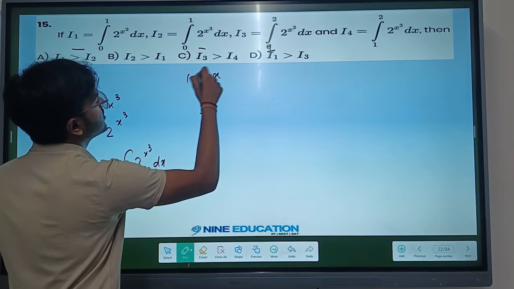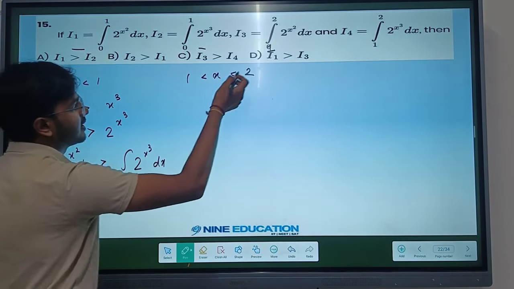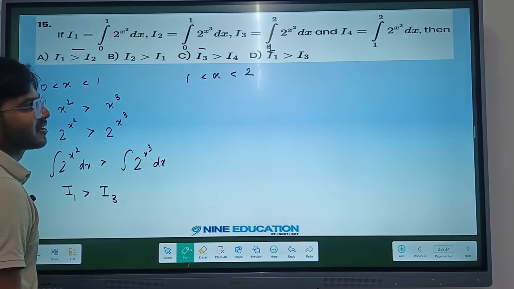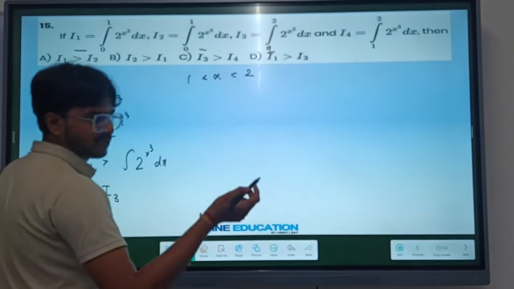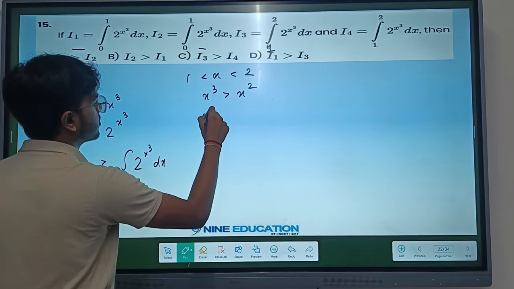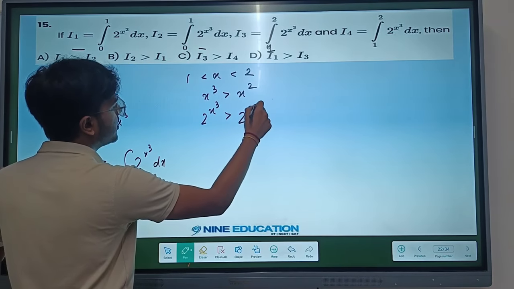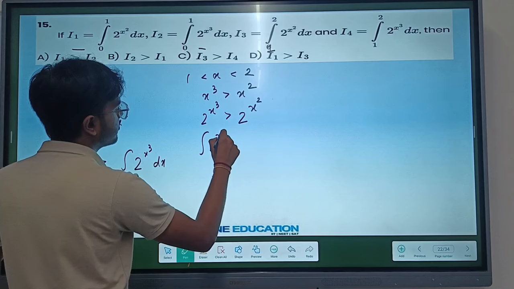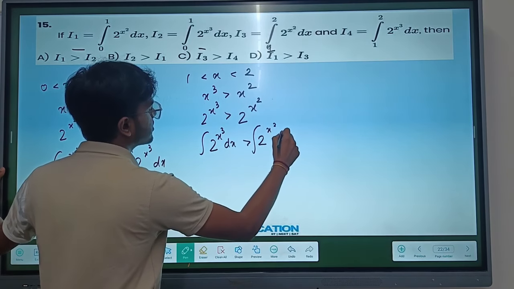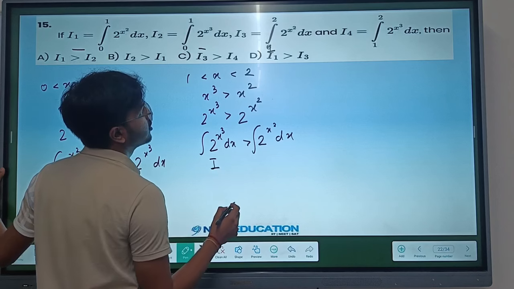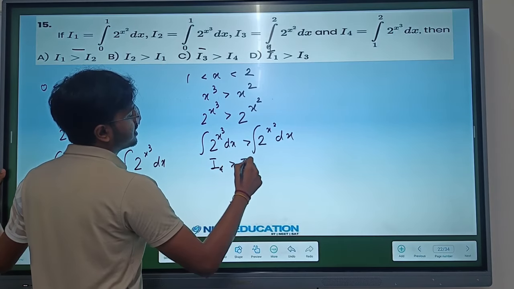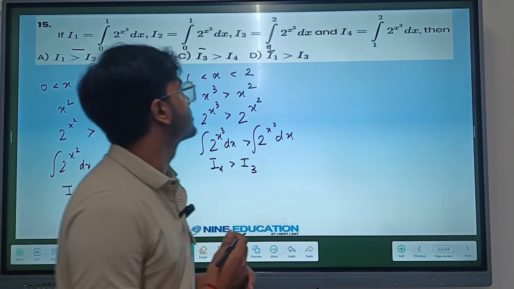We already got our option A, but let's check I3, I4 as well. When x is from 1 to 2, that is, greater than 1, x cube is greater than x square. So 2 power x cube is greater than 2 power x square. That is, integration of 2 power x cube dx should be greater than integration of 2 power x square dx, so I4 should be greater than I3, which is not given as an option.